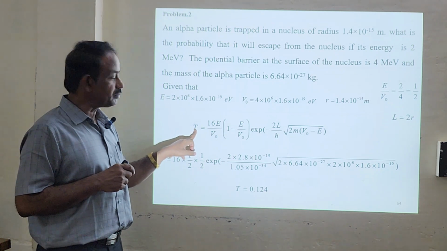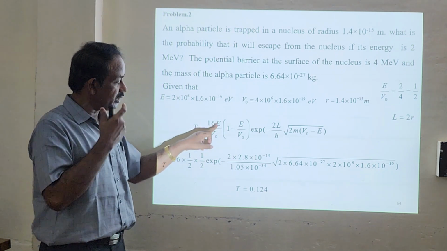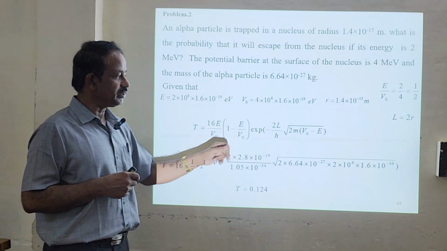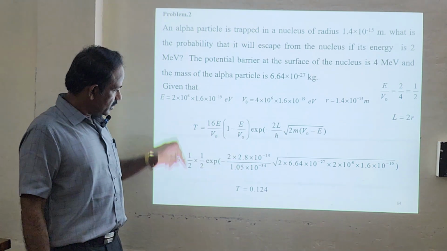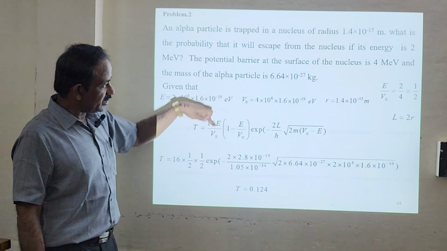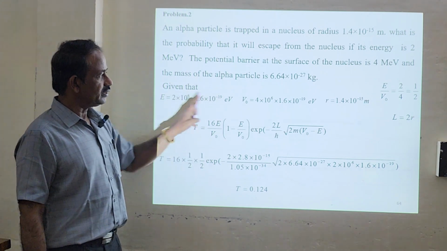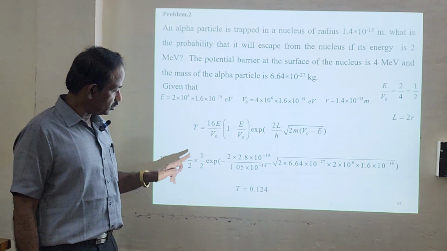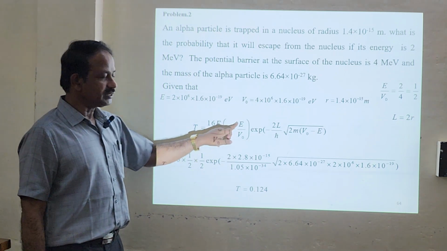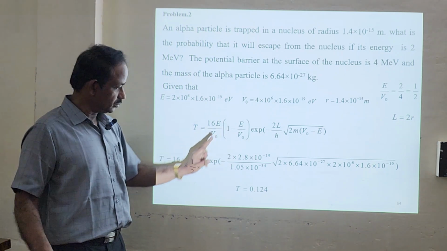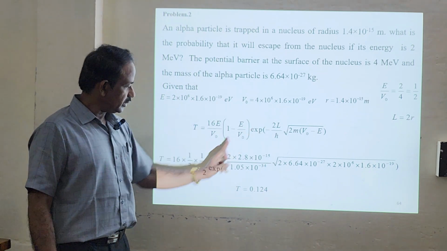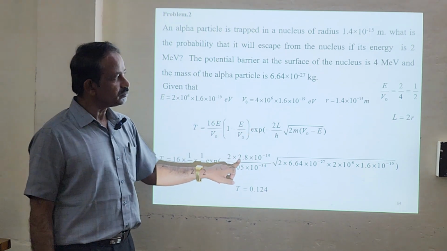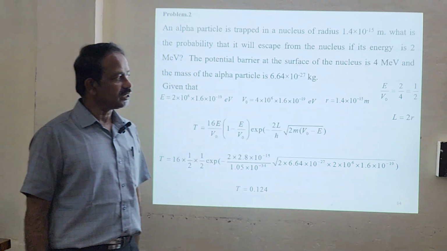So the formula is given as T equals 16 E/V0 times (1 - E/V0) times e to the power. So what is E? E is 2, V0 will be 4. So 2 by 4 will be 1/2. 1 minus E/V0 is 1 minus 1/2, so that will be 1/2. And the exponential minus 2 into, your R is given as 1.4 × 10^-15.